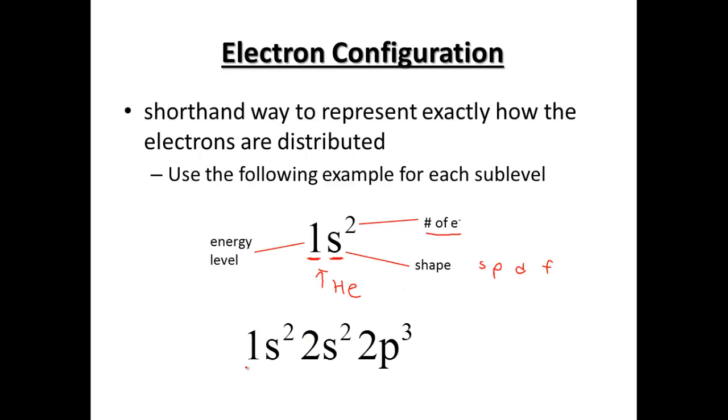This is a common one looking down below: 1s2, 2s2, 2p3, where we have our first energy level. The s orbital has 2 electrons in it. The second s orbital has 2 electrons in it.